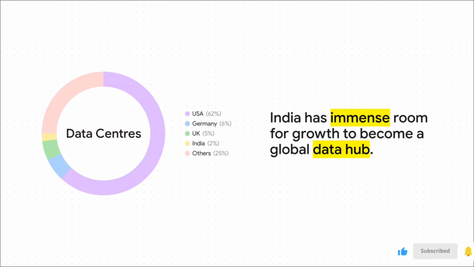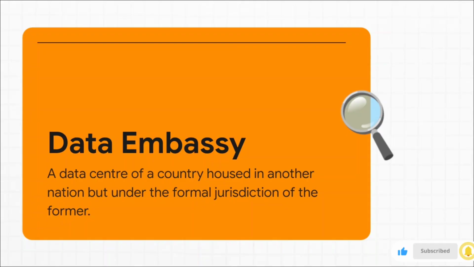The US has over 5,000 data centers, while India has around 150. But look, this isn't a weakness. It's a sign of immense growth potential. Policies that are promoting data localization are designed to capture this exact opportunity and establish India as a major global data hub.